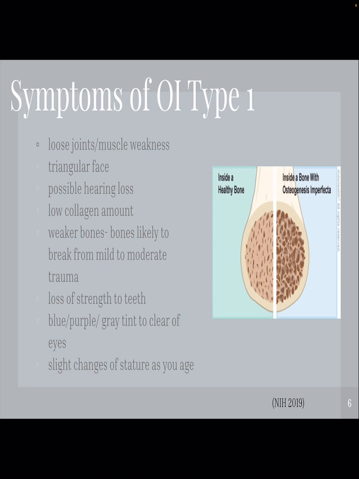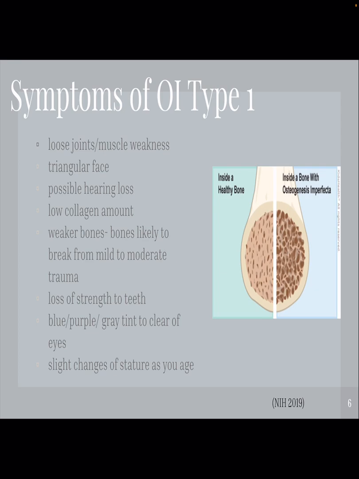Symptoms of OI type 1. The symptoms can range from mild to severe for each case. It goes case by case, and not all symptoms will be present in every patient, and some patients will present more symptoms than others. Some of the things would be loose joints or muscle weakness, low collagen amounts, and loss of strength to teeth because collagen is really present in the teeth. So you'll lose teeth or your teeth will break easily. With type 1, you might deal with broken bones at a young age and have to be more careful as you participate in activities.